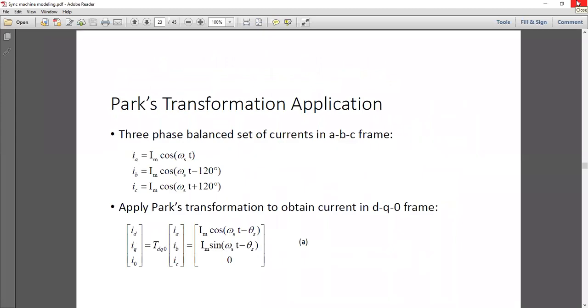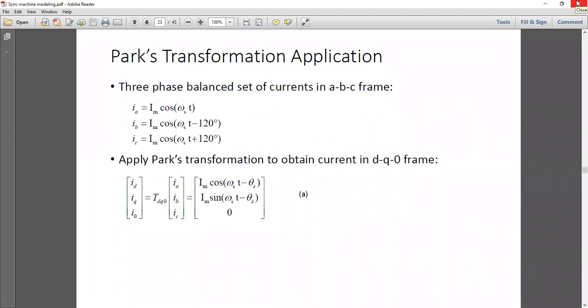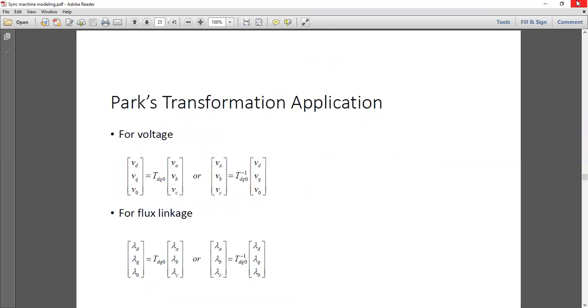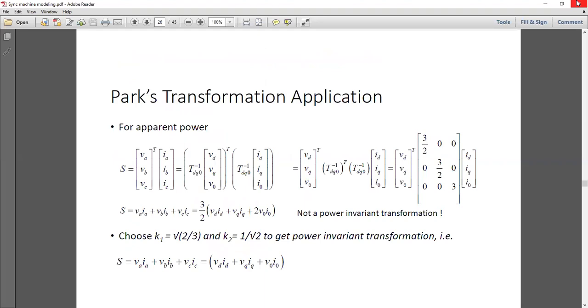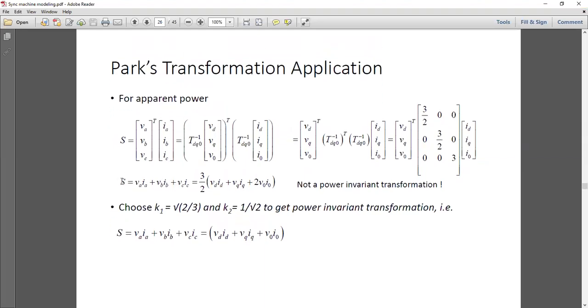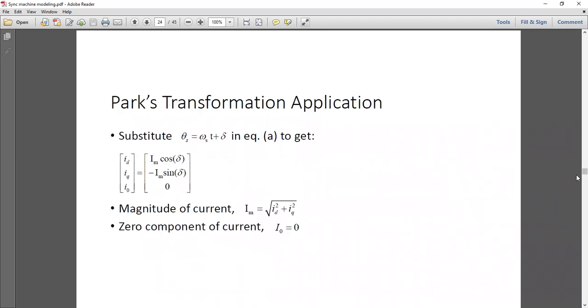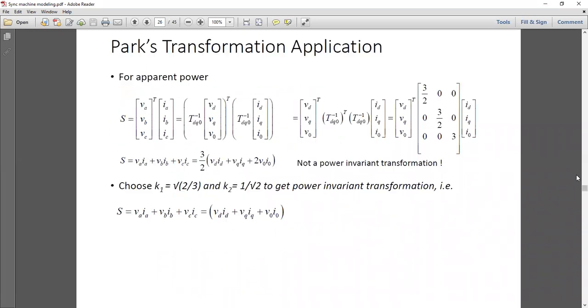And we went through some example or application of Parkes transformation for converting between ABC frame and DQ0 frame. So we started with the current transformation, and then we used some of the current and voltage relationships between the ABC and DQ frame to obtain the apparent power expression. And we saw that, depending on the choices of these K1 and K2 parameters, which are present in the T matrix here, we can end up with some different conclusions.